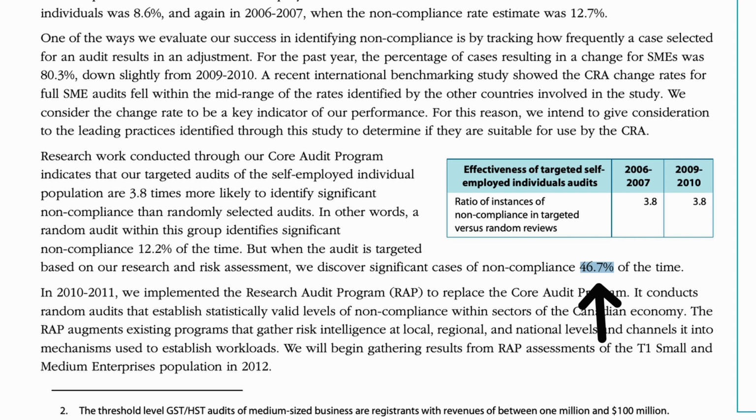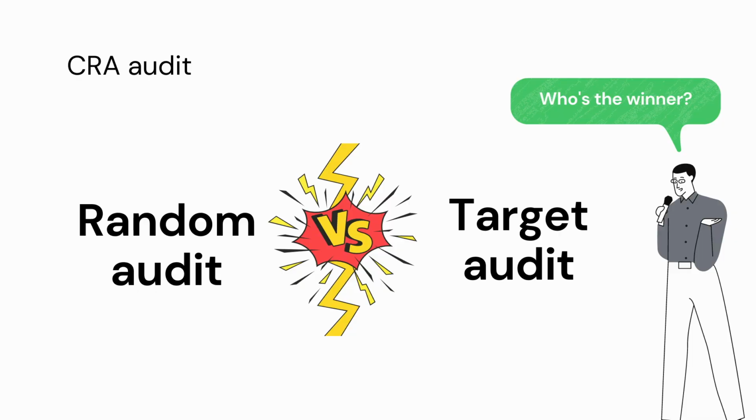And they also conducted a bunch of targeted audits in the same year based on the risk assessment detected. So they did a bunch of risk assessment analysis and they decided that there is a bunch of people that they think would be high risk in terms of non-compliance. So they went about to audit these people, and through these audits, they detected 46.7% of non-compliance. Basically, for every 100 audits that they do, there are about 47 people that have shown significant non-compliance. So therefore, CRA concluded that targeted auditing based on risk assessment has been a lot more effective compared to a random audit. And it has then become the CRA's preferred approach for auditing.